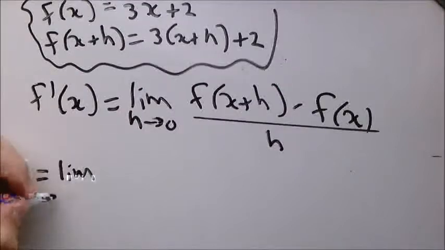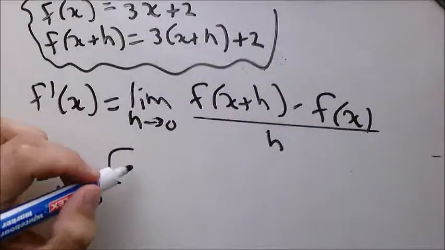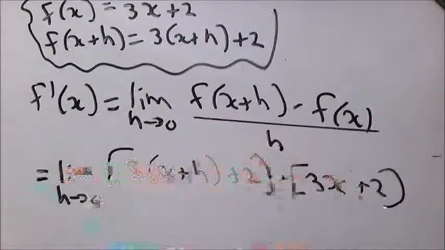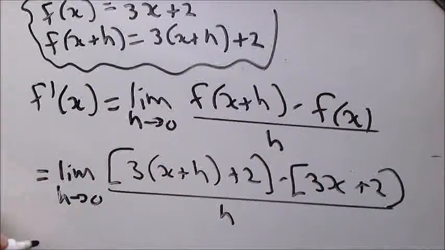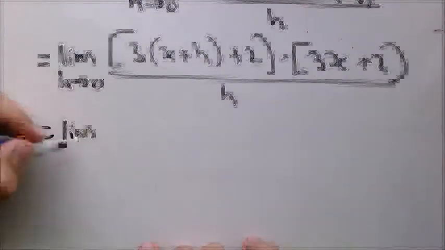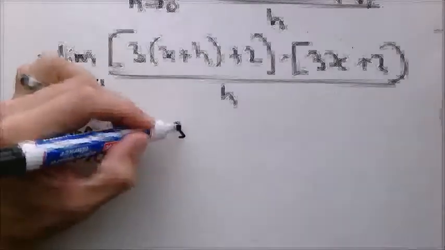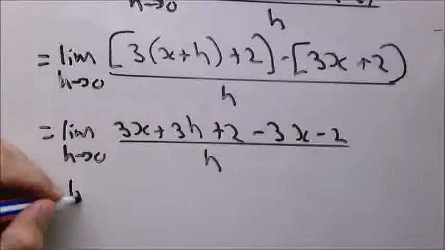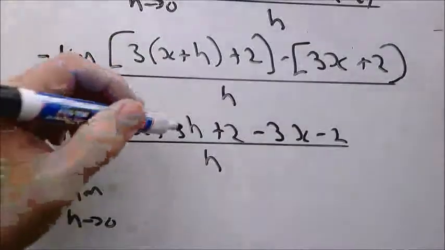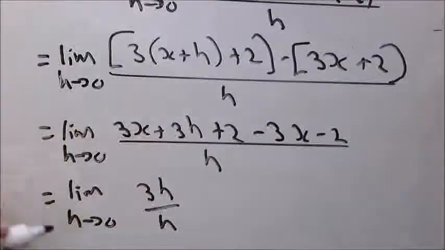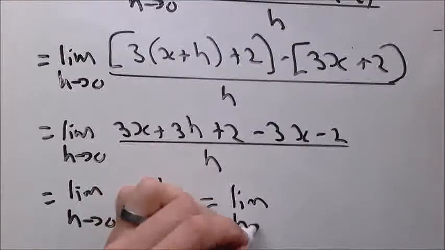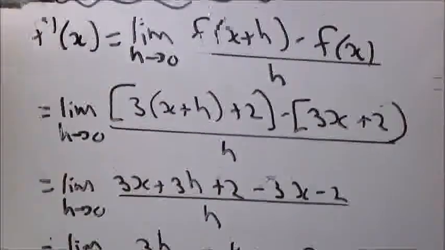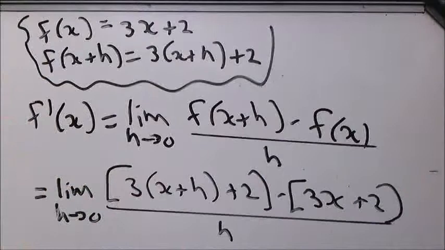Remember you have to include your limit, otherwise it's not accurate. So this is then 3(x + h) + 2 minus (3x + 2). Now we simplify. This becomes 3x + 3h + 2 minus 3x minus 2, over h. 3x minus 3x is 0, 2 minus 2 is 0, so you'll just have 3h over h. The two h's cancel out, and you'll only have a 3 left, which is equal to 3. As mentioned when we started, you knew it would be 3. So all of this is still straightforward and easy.